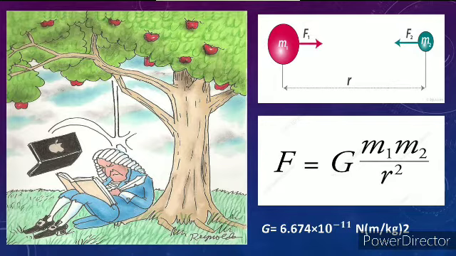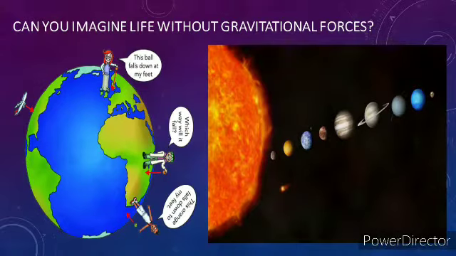Big mass, big force. The strength of the force is inversely proportional to the distance squared. The farther away an object is, the weaker the force. The closer, the stronger. Can you imagine life without gravitational force? I guess not.